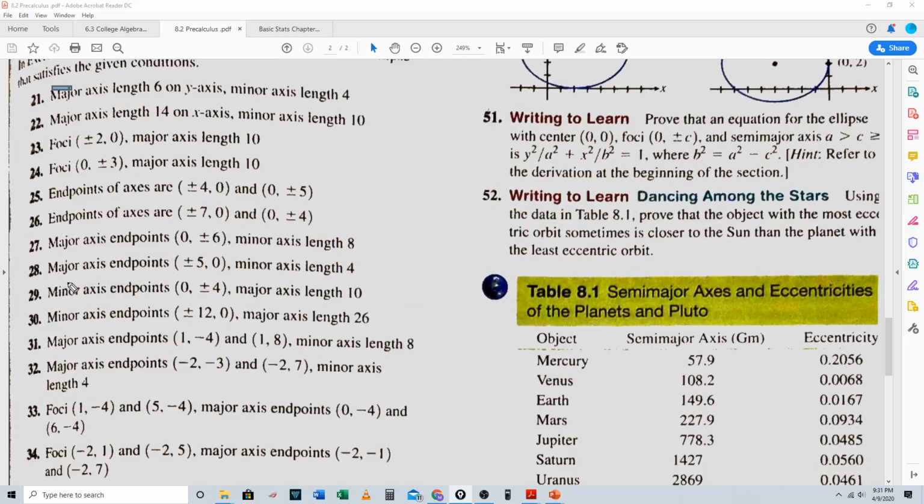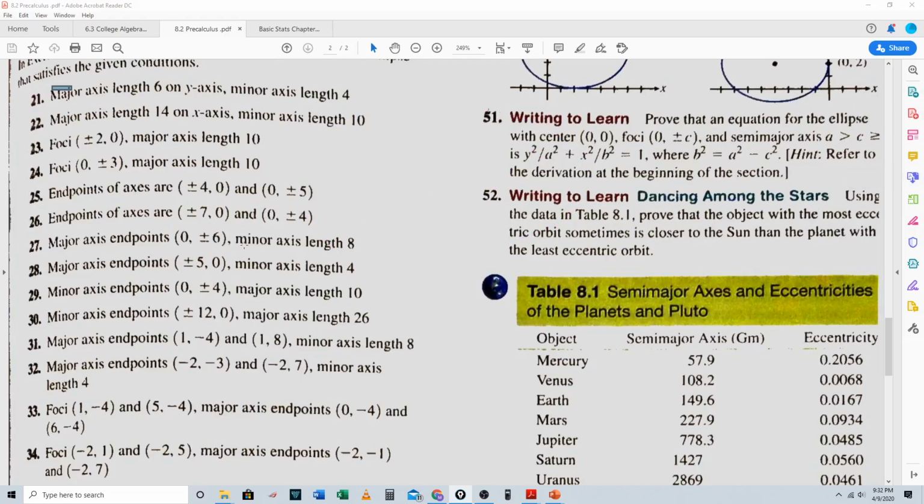Major axis is length 10, which again means x is first, because that's a change in x. So x squared over 25, we know that's what it's going to be. Y squared, it says the minor axis is length 4, which again, we always divide that by 2. But if you square 2, what do you get? You get 4. These are really simple, and I'm not complaining. I'm glad they're simple. I hope you find them simple.